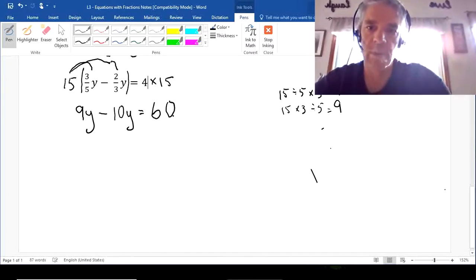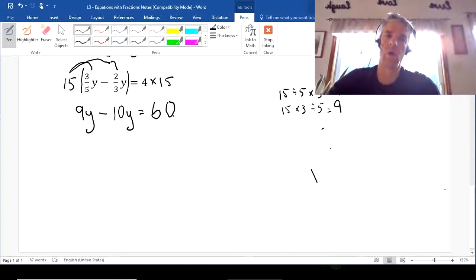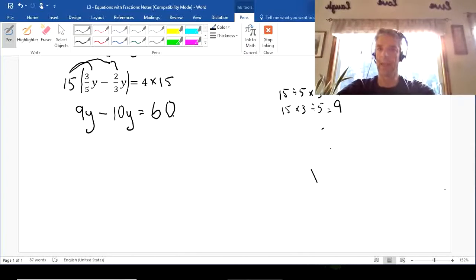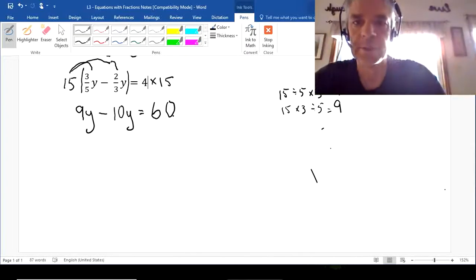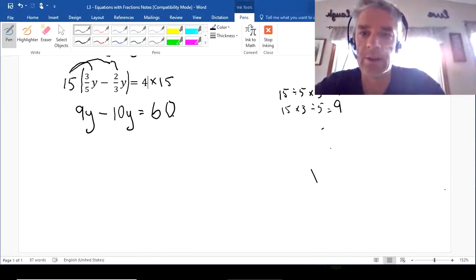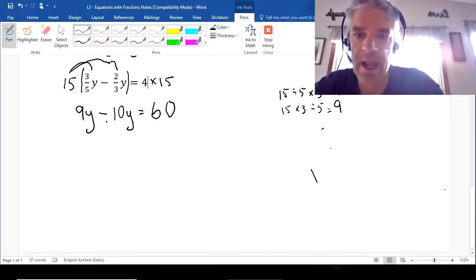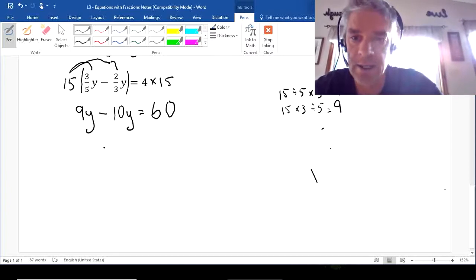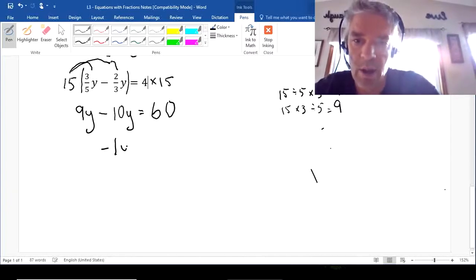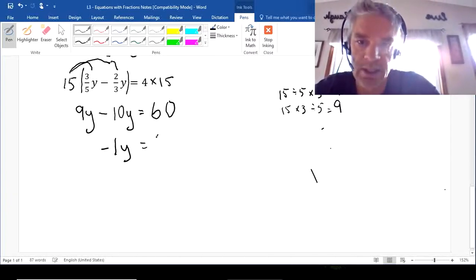And look at that, we have now gotten rid of all of the fraction parts of this question. So something that looked complex now starts to become a lot more simplistic. Okay, we have like terms in here that can be added or subtracted, in this case, together. They can be collected. We like to use the word collected. 9 subtract 10 is actually minus 1y equals 60.